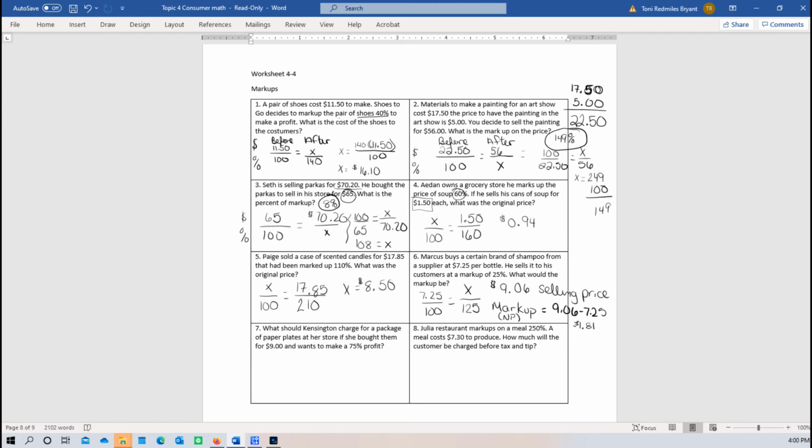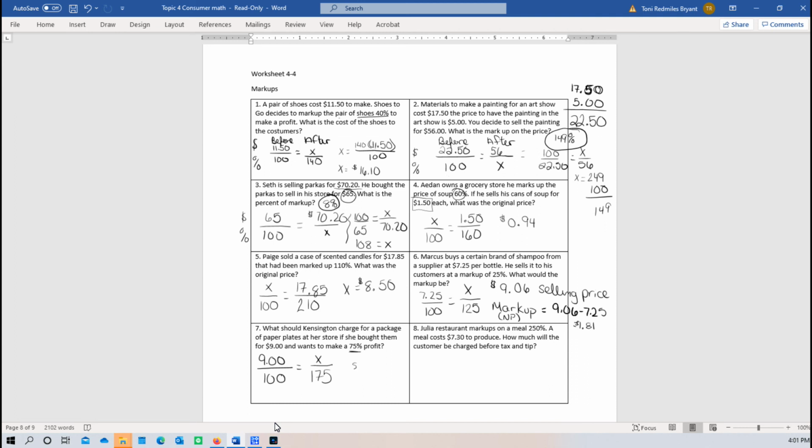That's the markup. What should Kensington charge for a package of paper plates at her store if she bought them for $9 and wants to make a 75% profit? Okay, so I'm guessing that these are very high quality paper plates for $9. But she bought them for $9. Maybe they're those fancy Chinette ones. Okay, and that's 100%. We don't know what she's going to sell it for, but we know she wants to make a 75% profit. To do that, she has to sell it at 175% to include that $9. And then the rest will be profit. All right, so go ahead and figure it out.